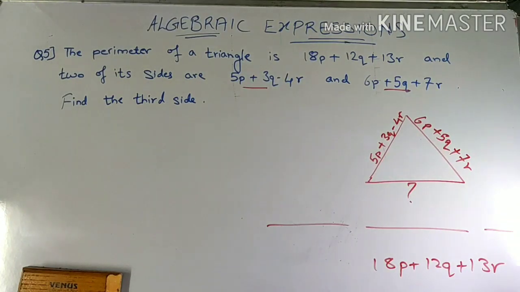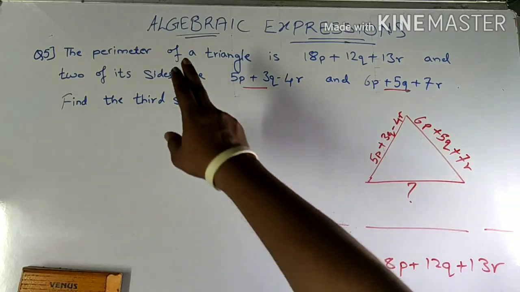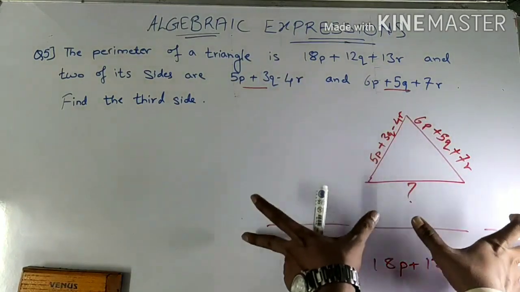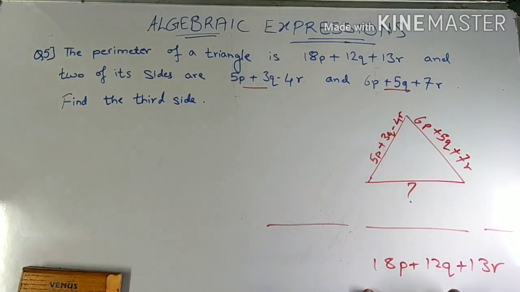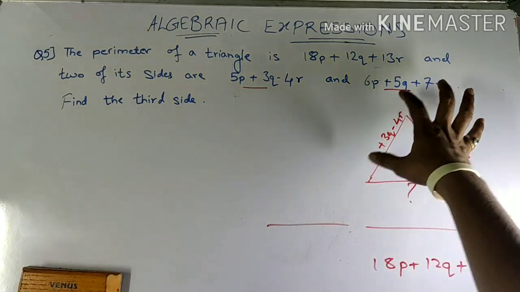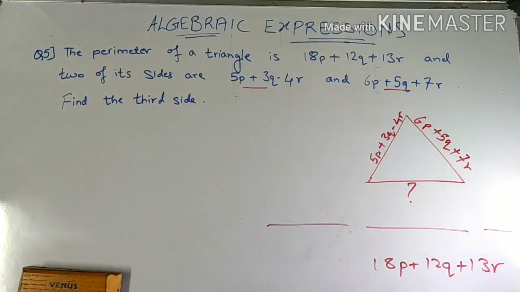When you visualize or imagine the sum, it becomes very easy for you to identify what you are supposed to find. The perimeter of a triangle is given. That means the sum of all these three sides is given, that is this. And two sides are individually given to us. We are supposed to find the third side. So for this you need to remember the formula. The perimeter is nothing but the sum of the three sides. And how do we find it? Let's move ahead with the solution.